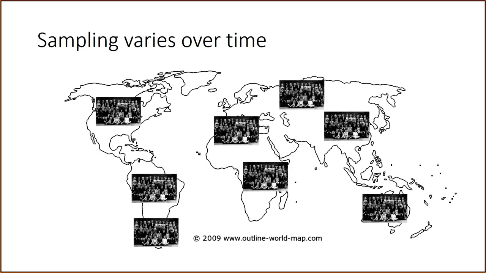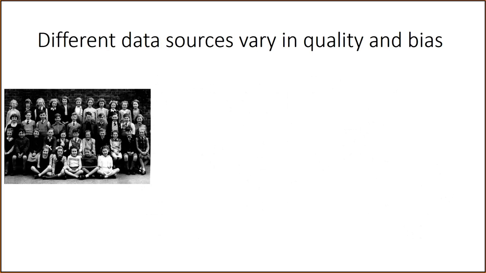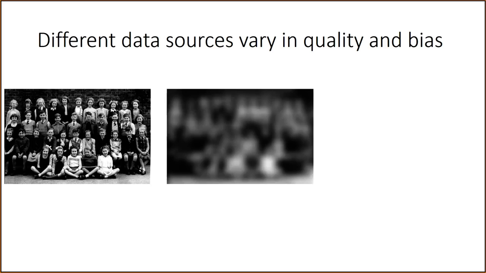And maybe the spatial scale isn't quite as dramatic as in this example, but it's quite possible that if we were to take a sample from North America one year and then South America the next year, we would see some differences in growth that had nothing to do with actual biological growth. It's just because we sampled from a different area. And of course, different data sources vary in quality and bias.